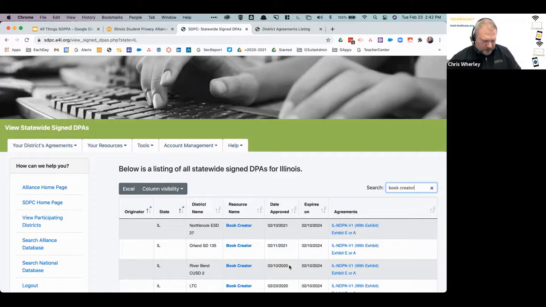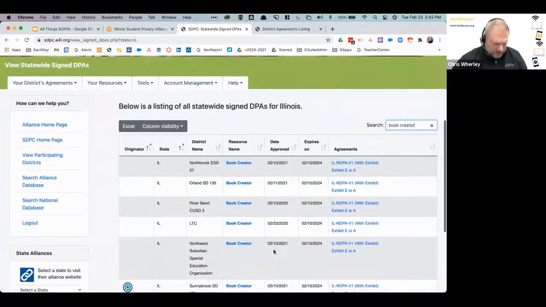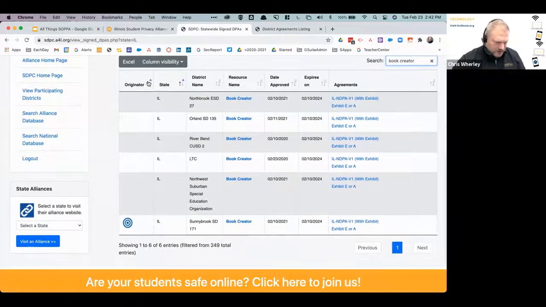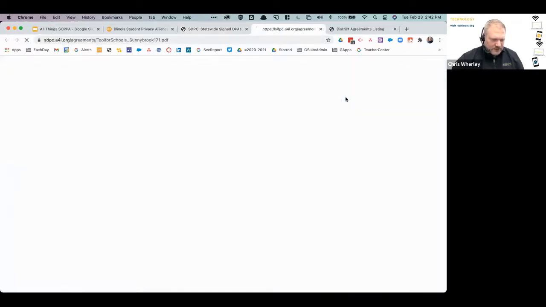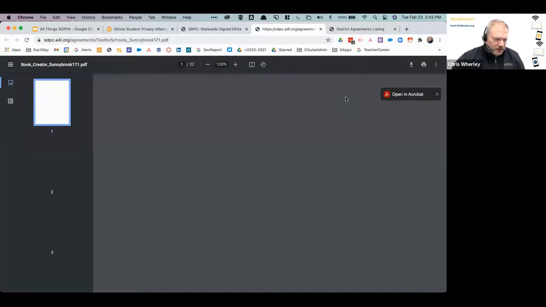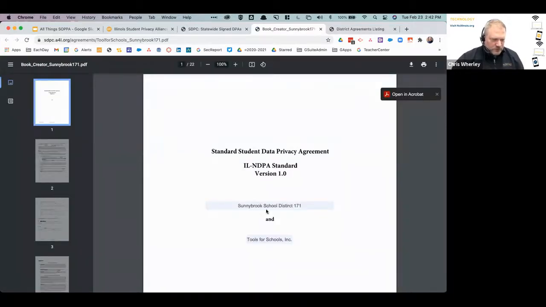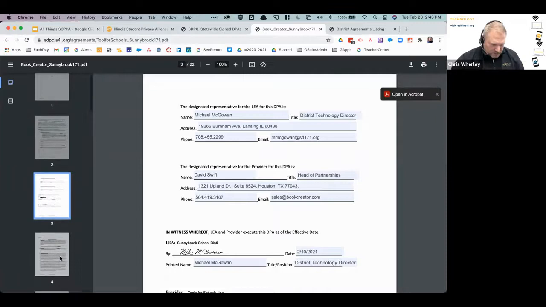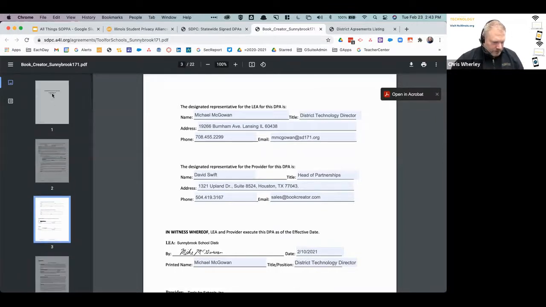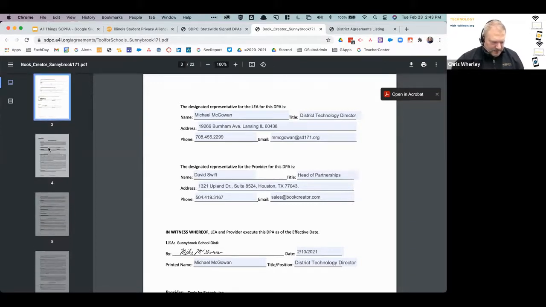So here's Book Creator. Which one is this? Is it the originating one? I sort by originating to bring that to the top if there are multiple pages. So I can see that. If I click on the top document, that should be the originating agreement between Tools for Schools, which I'm guessing is the Book Creator company. And so I can look through that agreement and see that that's an originating agreement.